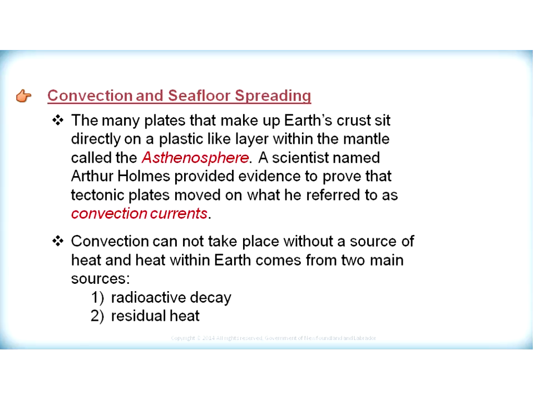Let's focus on convection and how it relates to seafloor spreading. The many plates that make up Earth's crust sit directly on a plastic-like layer within the mantle called the asthenosphere. This asthenosphere is located in the upper portion of the mantle, and it has the ability to move as a plastic would if it was heated.